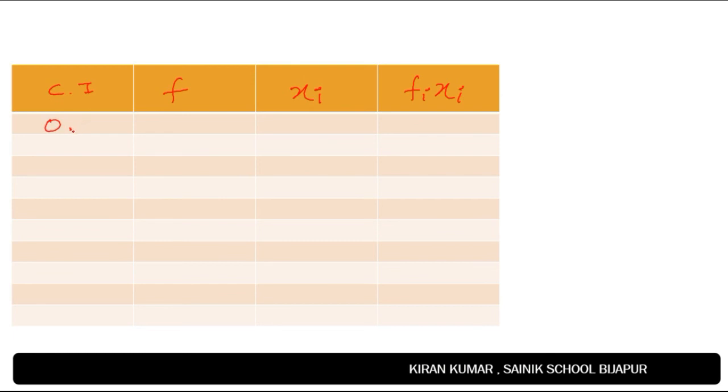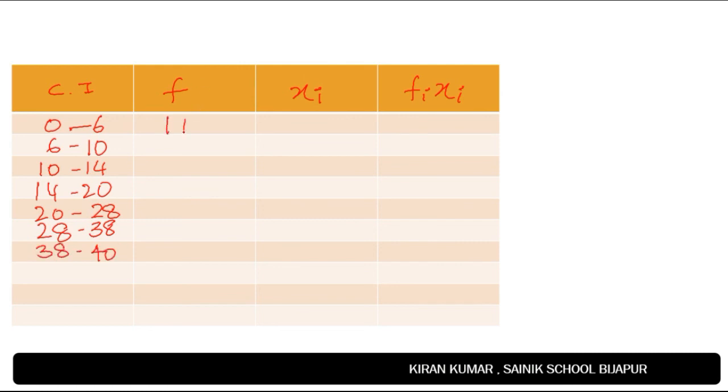Class intervals are 0 to 6, 6 to 10, 10 to 14, 14 to 20, 20 to 28, 28 to 38, and 38 to 40. The frequencies are 11, 10, 7, 4, 4, 3 and 1. Here I'll find out the mid values. The mid values are 3, 8, 12, 17, 24, 33 and 39.